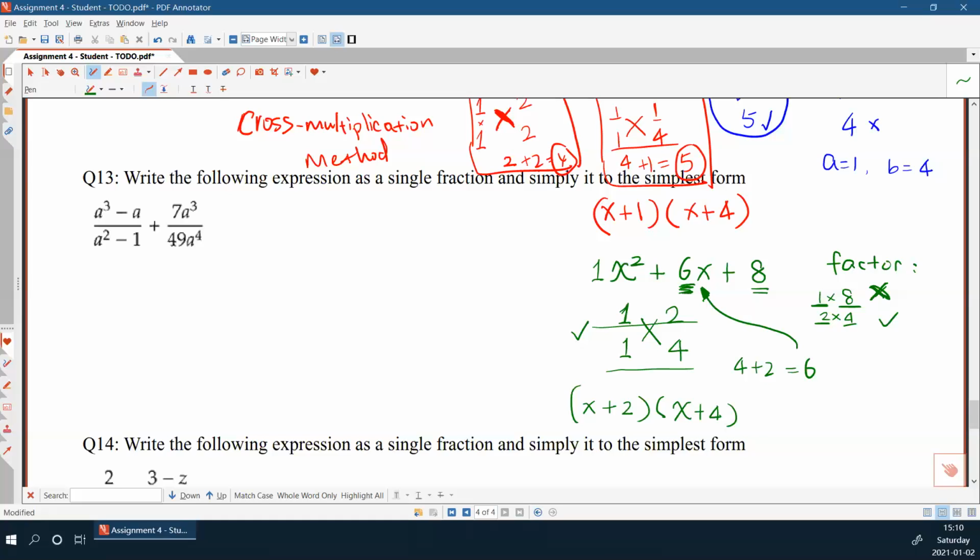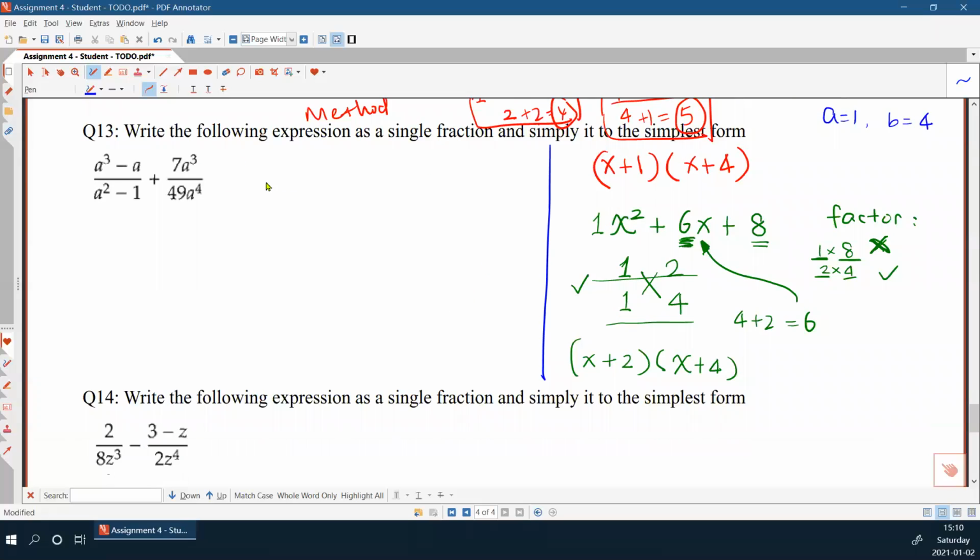Okay, do you have any questions? All right, let's see the next one. Question 13. Write the following expression as a single fraction and simplify it to the simplest form.